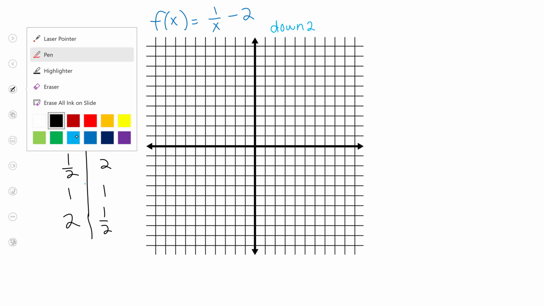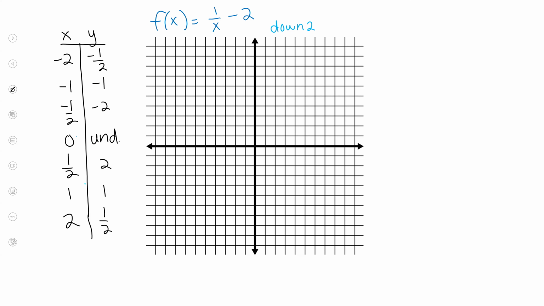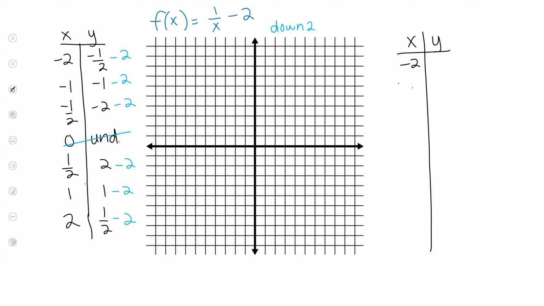That affects the Y values only. So on the y side, I'm going to subtract 2 from every value. You don't have to do the undefined. You just need to subtract 2 from every value. So my new table, the x's stayed the same. Nothing happened here. The only time your x's will be affected is if something happens right here, if it moves left or right. It didn't move left or right, so the x's will stay the same.